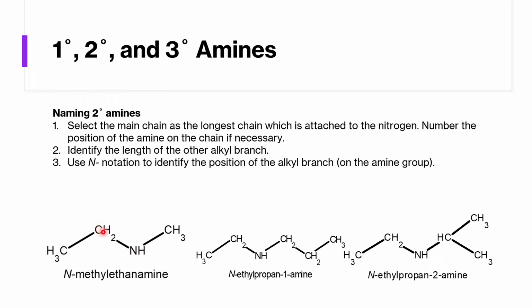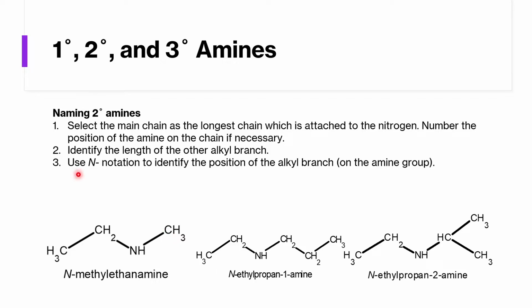There's a chain of 2 and there's a chain of 1. So this would be the longest chain here. That is going to be the name of our main chain. The second step that we need to do is look at the alkyl branch, the chain of shorter length, and identify that and figure out how many carbons are on there.